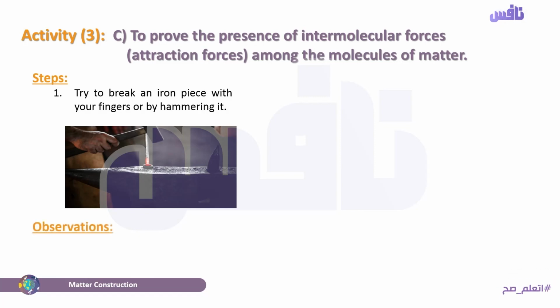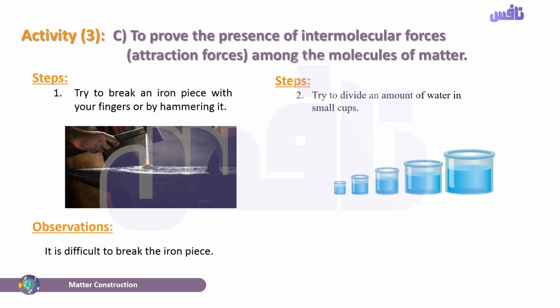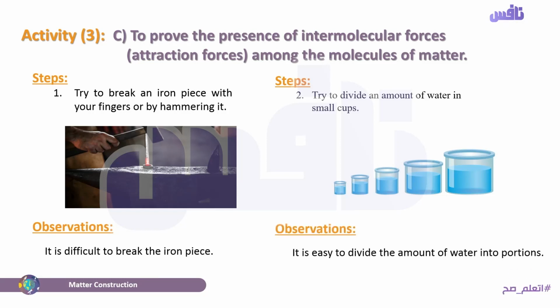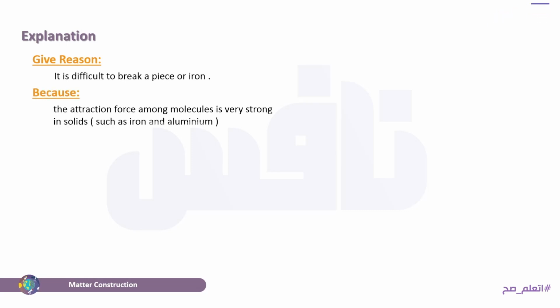طيب الobservation بتاعتي it's difficult to break the iron piece. ما أقدرش إن أنا أقطع أو أكسر حتة الأيرن اللي عندي. طيب if you have an amount of water and try to divide the amount of water into small cups. طيب لو أنا عندي مية وقسمتها على small cups هعرف؟ yes برافو. It's easy to divide the amount of water into portions. Why? It's difficult to break the piece of iron. ليه هيبقى صعب إن أنا أكسر piece of iron?